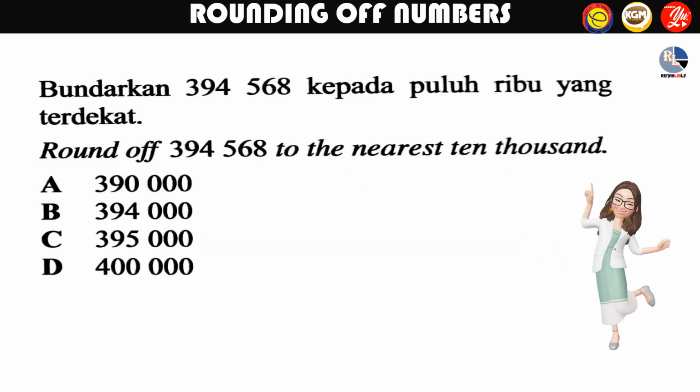Alright, round off 394,568 to the nearest 10,000. Alright, what is the clue here that you need to know? Yes, to the nearest 10,000. Numbers are given to you. So you just have to copy the number, and this time, nearest 10,000. How many numbers are you supposed to circle? Yes, you are supposed to circle 5 numbers, right?